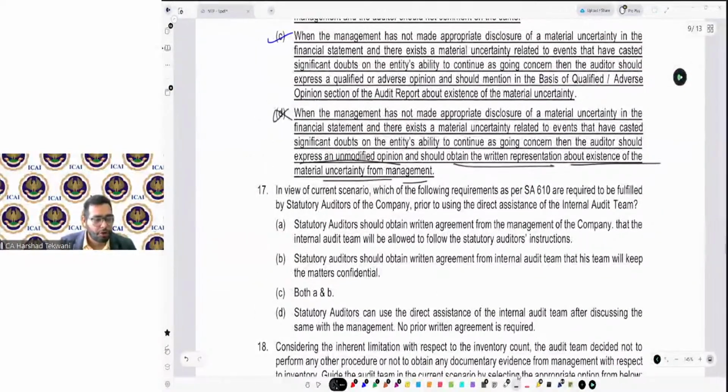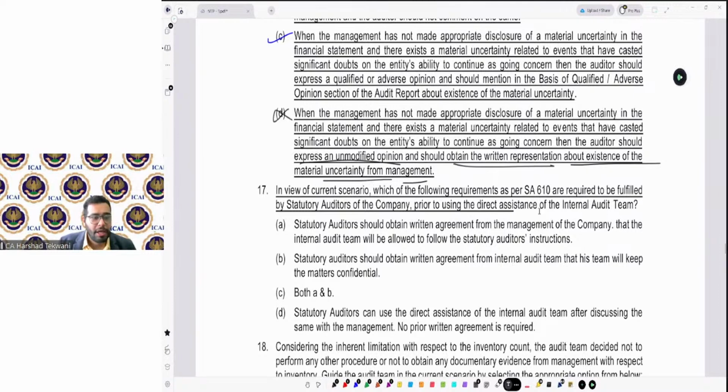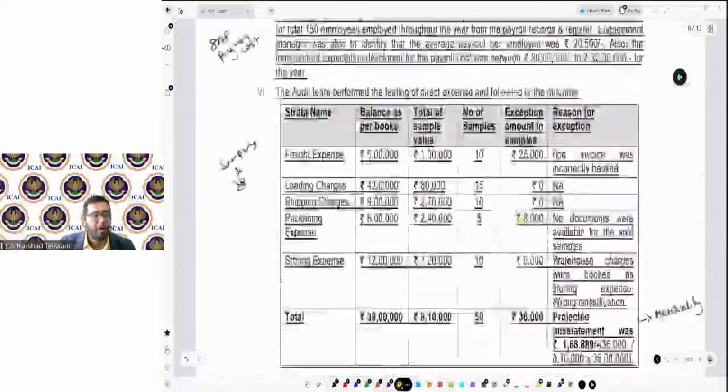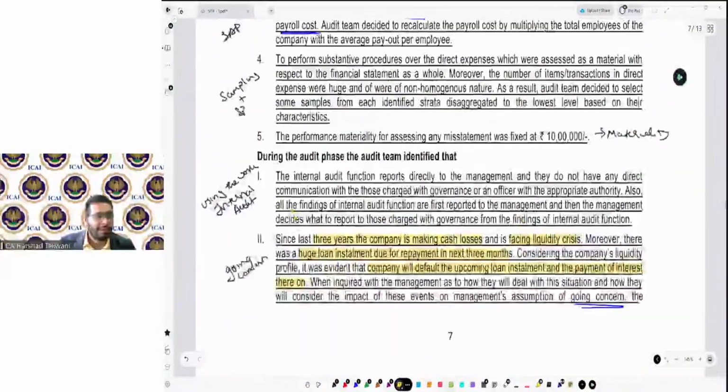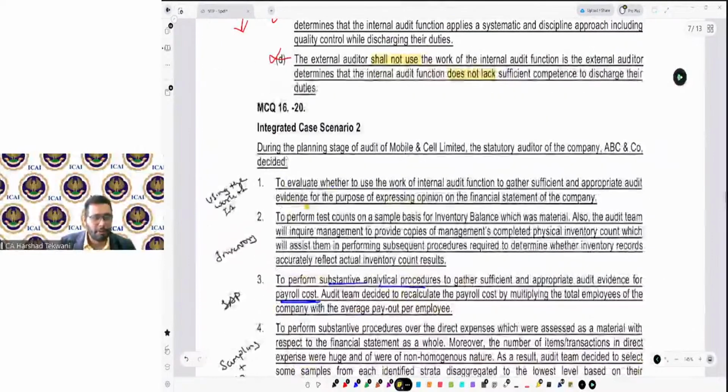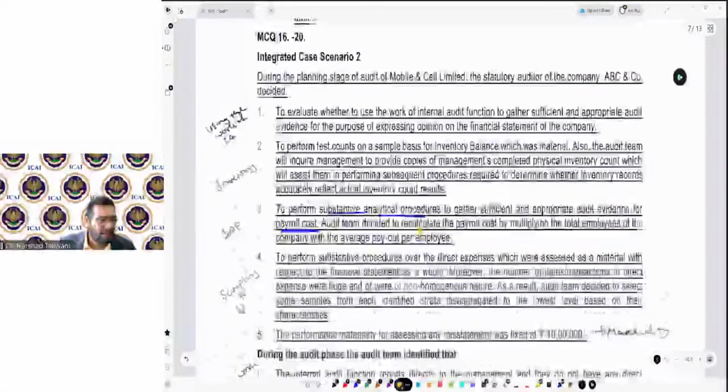Second question. In view of the current scenario, which of the following requirements of SA 610 are required to be fulfilled by the statutory auditors of the company prior to using the direct assistance of the internal audit team? Now again, the question talks about the internal audit team. We saw there were 2-3 paragraphs on internal audit. One was this one, using the work of internal audit. So the first one was whether to use the work of internal audit to gather sufficient and appropriate audit evidence for the purpose of expressing an opinion on the financial statements. So that is a generic paragraph.